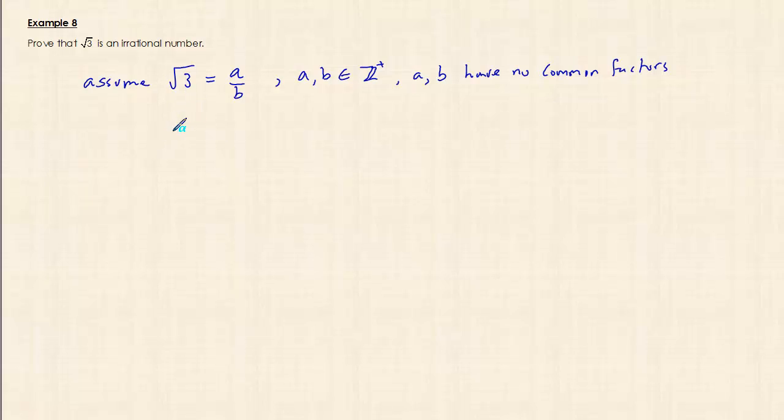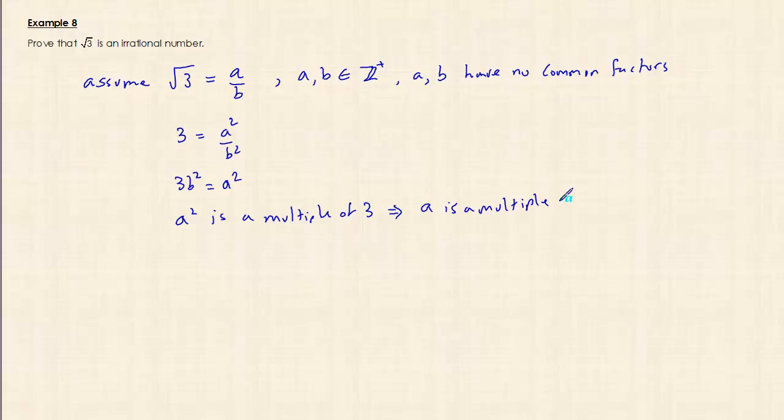Now let's square both sides. So 3 would be a squared over b squared. That means that 3b squared is equal to a squared. That means that a squared is a multiple of 3. And the only way that that can happen is if a is a multiple of 3.